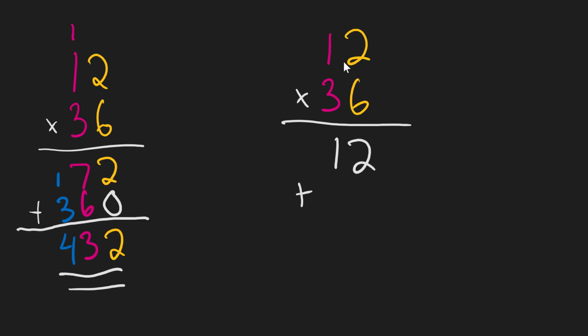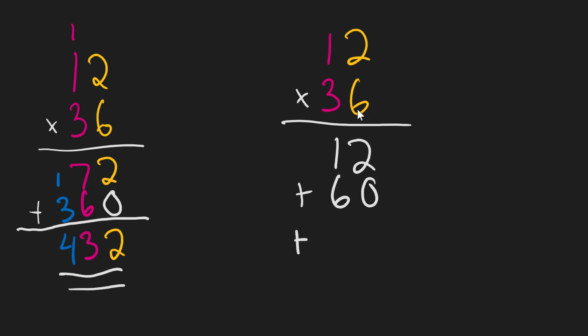And then next, we're multiplying 1 times 6. But really, this isn't just 1 times 6. This is 10 times 6. This 1 is in the tens place. So we're really multiplying 10 times 6, which is 60. So we'll write that down. So we're going to need to add 60 to it.